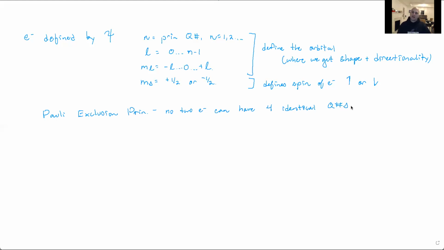Okay, and so what this means practically is that you end up with a maximum of two electrons in any orbital. So you can have n, L, m sub L identical, okay, but then you have to have some difference between any two electrons. And so if they share an n, L and m sub L, m sub s has to be different. I only have two options for m sub s, and so what I'm stuck with is two electrons in any orbital.